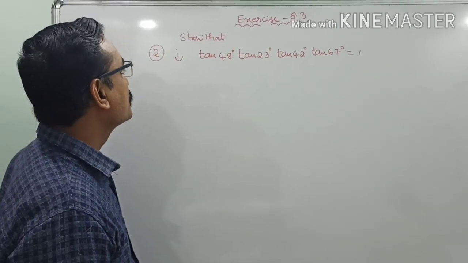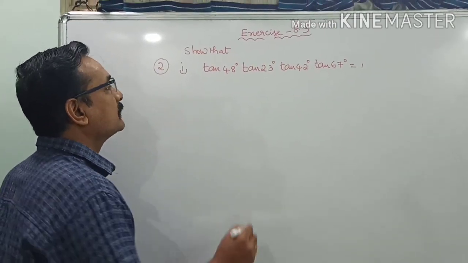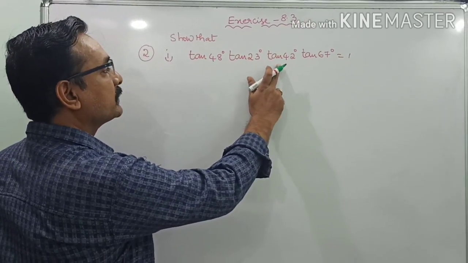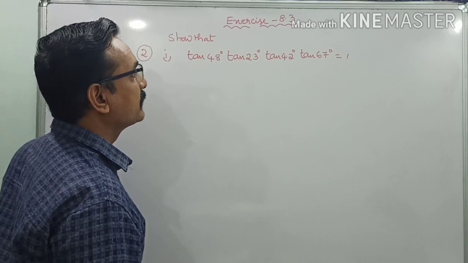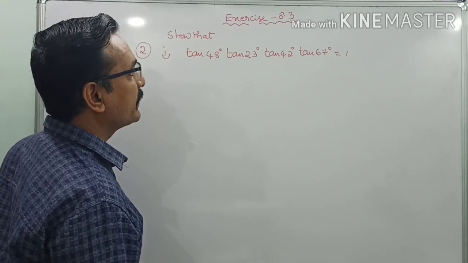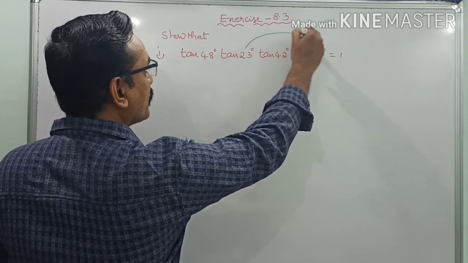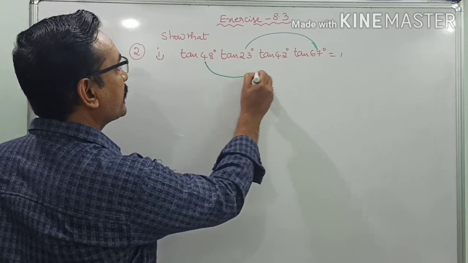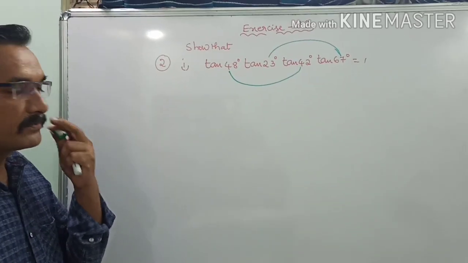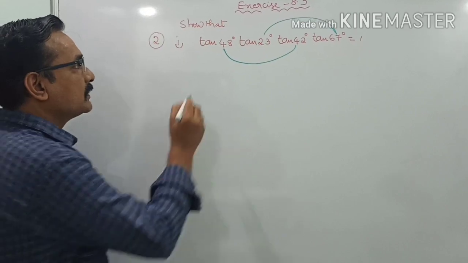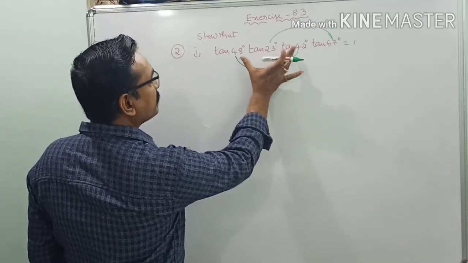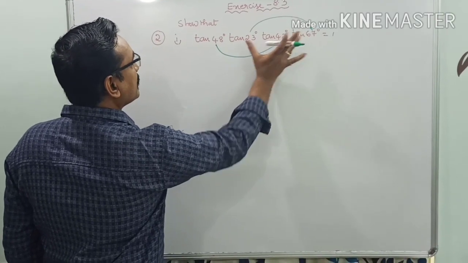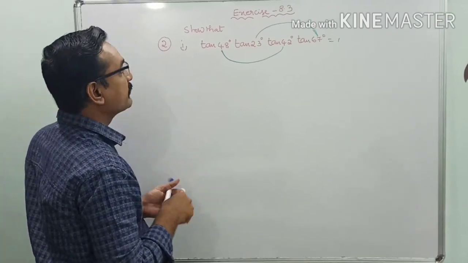Exercise 8.3, question number 2, second Roman numeral, question number 1. They have given tan 48 degrees, tan 23 degrees, tan 42 and tan 67. Which two angles add up to 90 degrees? 23 plus 67 gives 90 degrees, and 48 and 42 also add up to 90 degrees. So out of these two we can convert any one. First we write those values side by side.